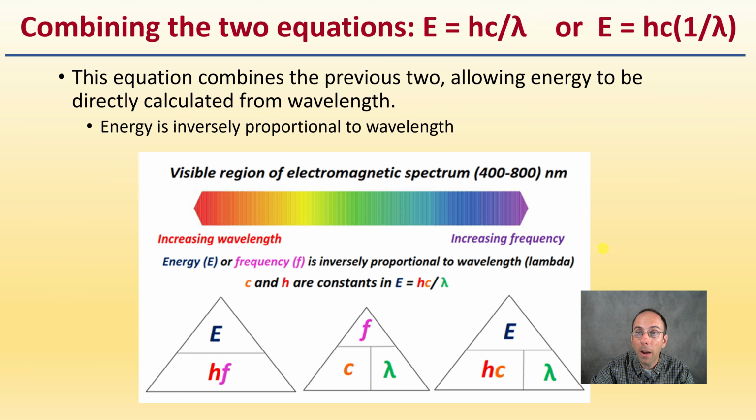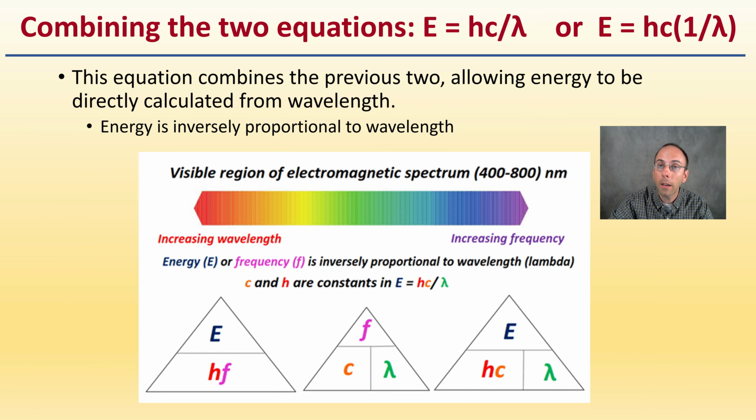And then lastly, combining the two equations, where it might get a little more confusing. This equation essentially combines the previous two, allowing energy to be directly calculated from wavelength. Energy is inversely proportional to wavelength. And this visual might help you remember it here. We're looking at the triangle, again, dividing or multiplying for the same equation here.